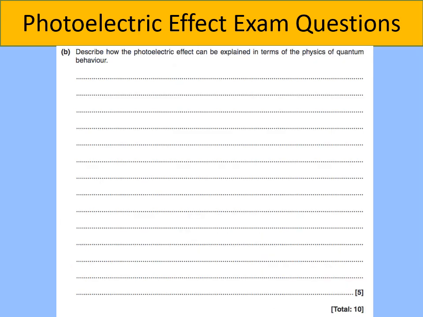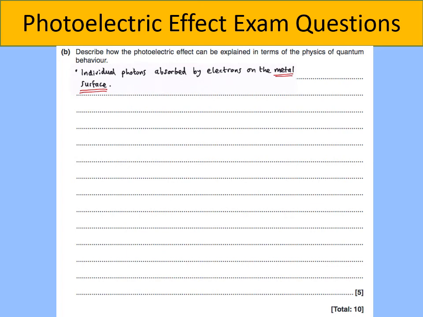Part B is also worth 5 marks. Describe how the photoelectric effect can be explained in terms of the physics of quantum behavior. Okay, so it's sort of the particulate nature of electromagnetic radiation revisited. So, individual photons absorbed by the electrons on the metal surface. Okay, that's the first key thing, and remember it's the metal surface. One particle of light is absorbed by one electron. Remember, we're talking about electrons on that metal surface, on the surface of the metal.